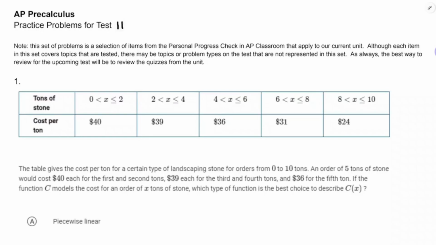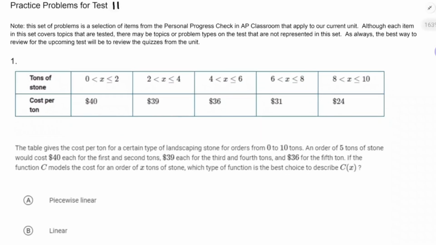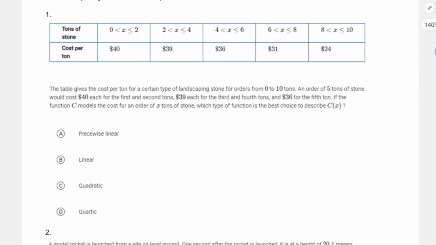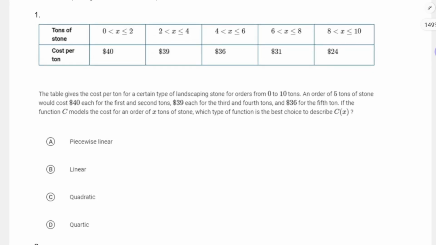In this video I'm going to be working some practice problems for the modeling test for AP Precalculus. These are just some questions from the progress check on AP Classroom, but I think we got some good ones on this one.